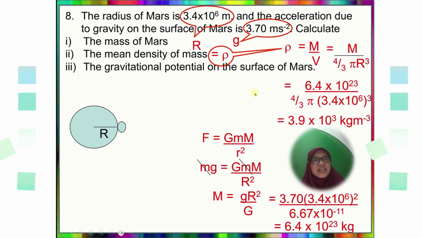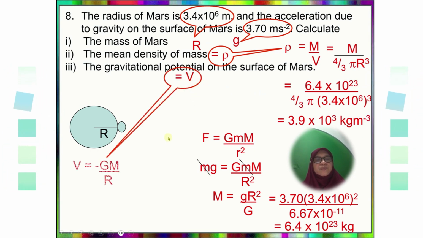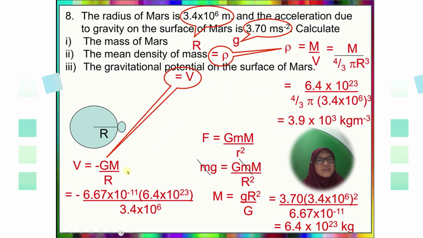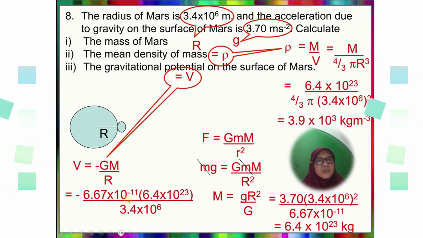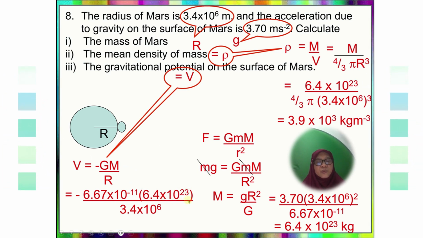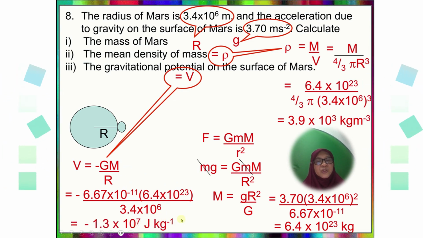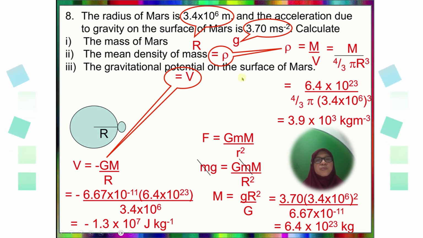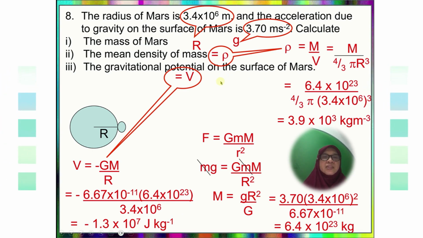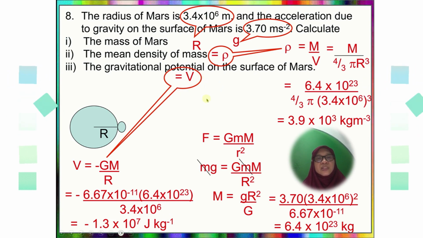Okay, so lastly is the gravitational potential on the surface, symbol V. We can use the negative GM over R formula. The G value is 6.67 times 10 to the power of negative 11, the mass of the planet is 6.4 times 10 to the power of 23, and the radius. So we get the answer negative 1.3 times 10 to the power of 7 joules per kilogram. So this is the gravitational potential on the surface of Mars. Be careful with the gravitational potential. Another one is the gravitational potential energy. Gravitational potential energy is U, and for gravitational potential we use the symbol V.